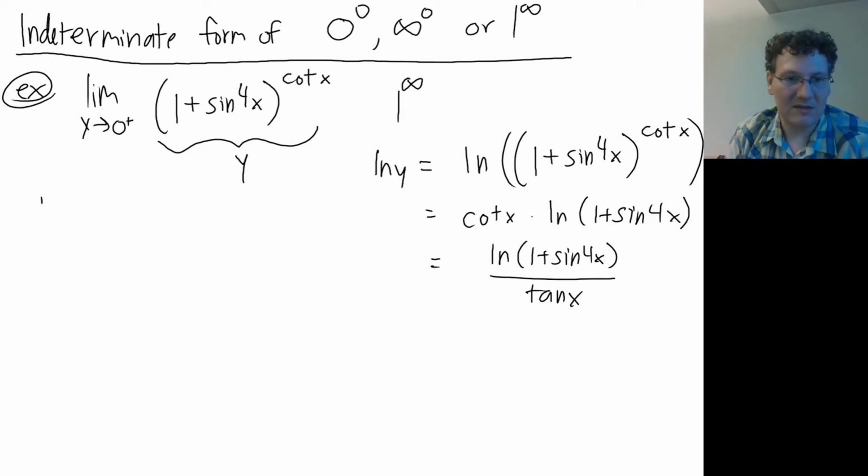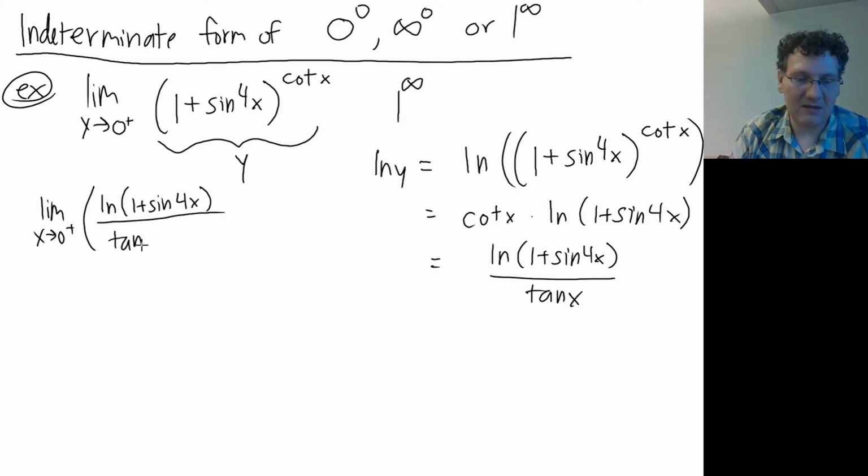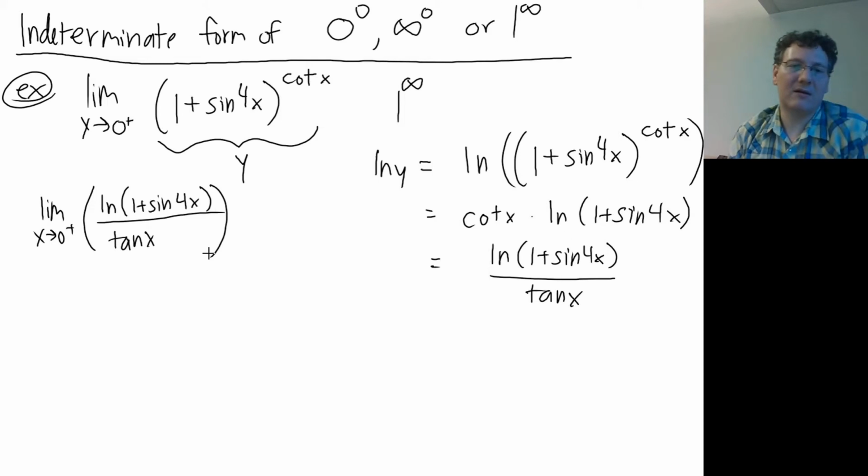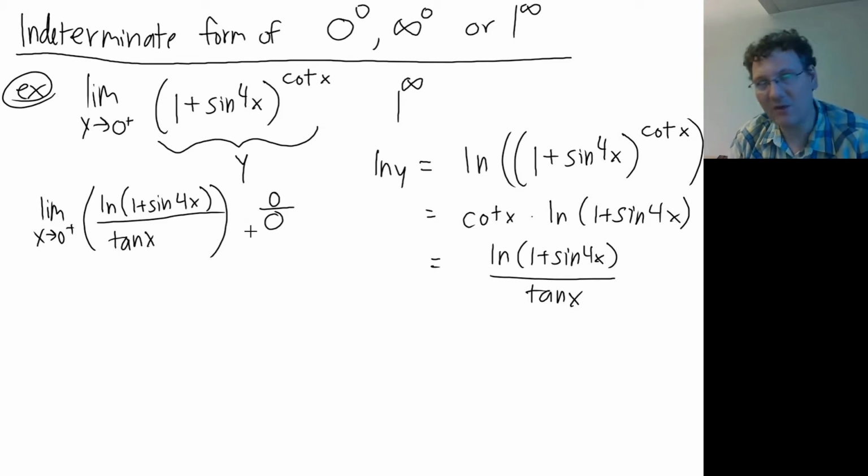So let's take the limit as x goes to 0 from the right of the natural log of 1 plus the sine of 4x divided by the tangent of x. Now here, what we have is a form 0 over 0. The tangent of 0 is 0, and the sine of 4x is 0. So the natural log of 1 plus 0 is the natural log of 1, which is 0. Okay, so it's the indeterminate form 0 over 0. So we're going to use L'Hopital's rule.